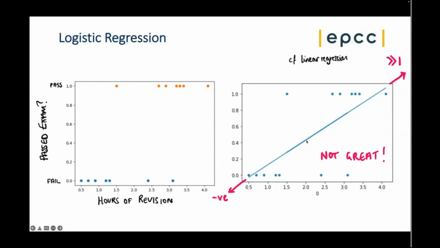If you get a prediction that somebody is 0.4, does that mean they pass or fail? Now, you could put in a threshold and do it that way, but it's not ideal. You can see yourself that that line does not look a particularly good fit to that data.